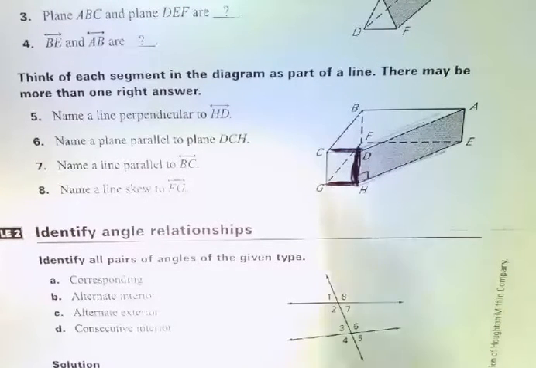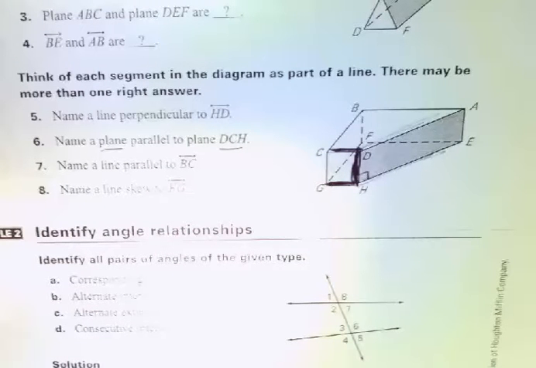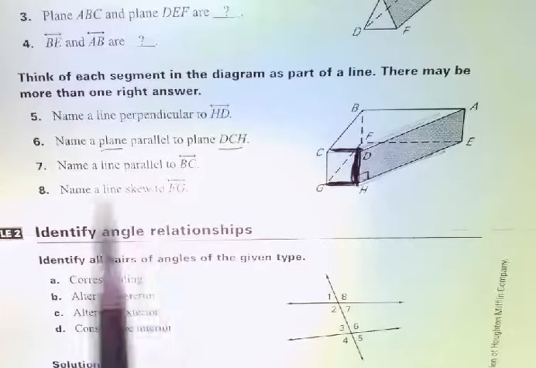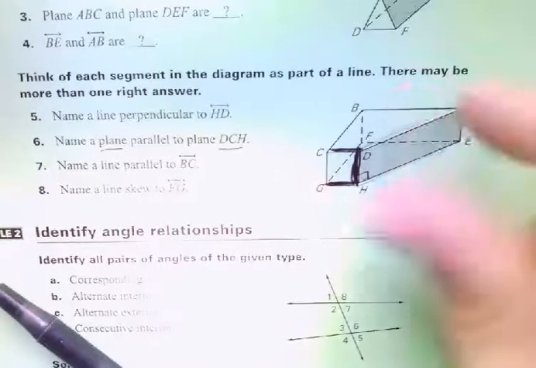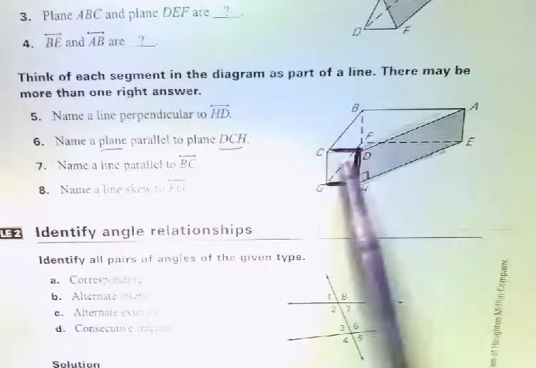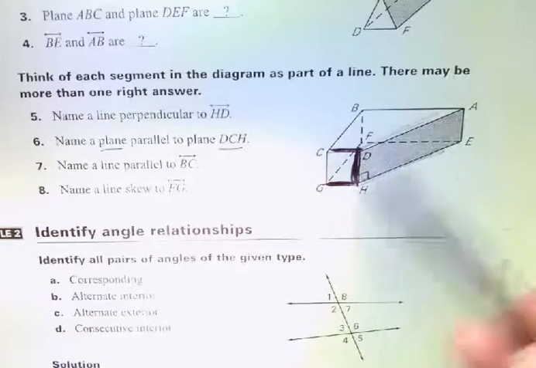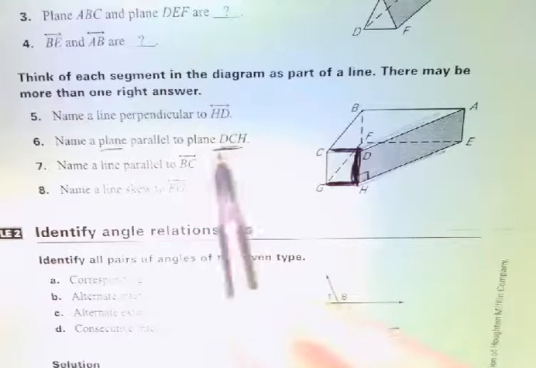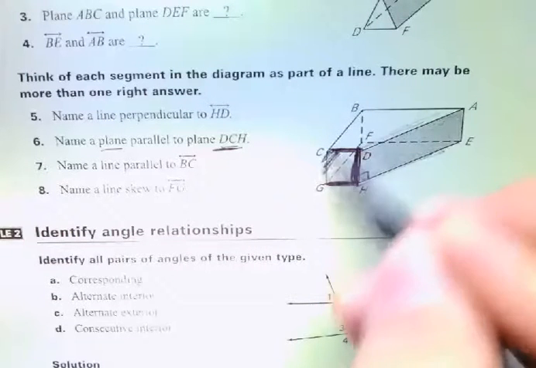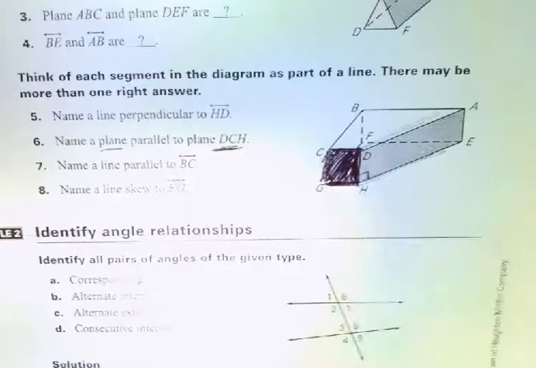All right, how about a plane parallel to plane, in this case DCH? When it comes to a plane, you have to really think three-dimensionally. This is a little bit hard. This almost looks like a ramp that might have fallen over, or maybe even a piece of cheese where the top corner got cut out. So think of it three-dimensionally. Where is plane DCH? Plane DCH is essentially the front. Let me shade that in, and you can see that better. That's the front of this object.